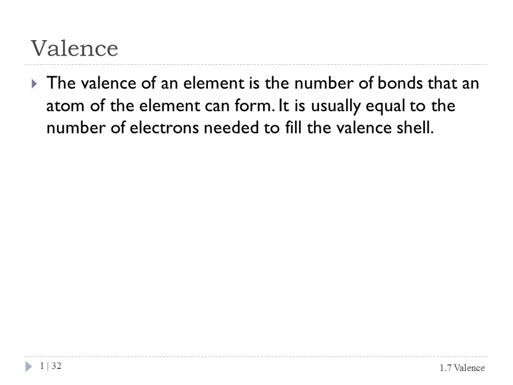Valence is a real important idea, especially when we start drawing structures of organic compounds, because they generally follow the valence of an element. The valence is the number of bonds that an element can form. And it usually equals the number of electrons that are needed to fill the valence shell. So we've already talked about carbon. Here's carbon with its 4 valence electrons. Carbon has a valence of 4 because it needs 4 bonds to get 8 electrons.